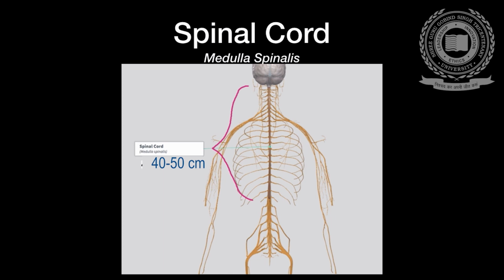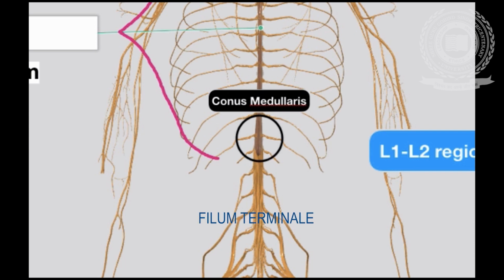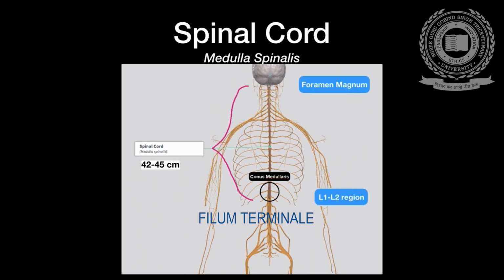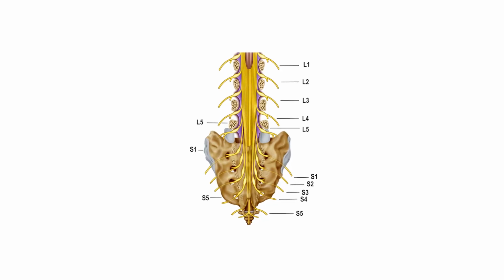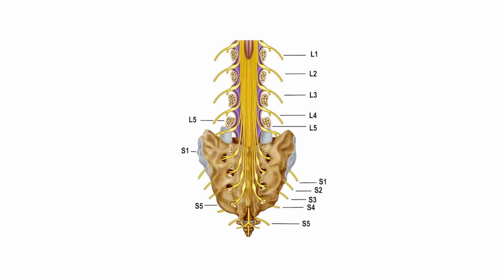It is a firm, cord-like structure and extends from the foramen magnum, where it is continuous with the medulla, to the level of the lower border of the first lumbar vertebra. It terminates at the conus medullaris. Filum terminale extends from the conus medullaris to the coccyx, and below that it continues as the cauda equina.